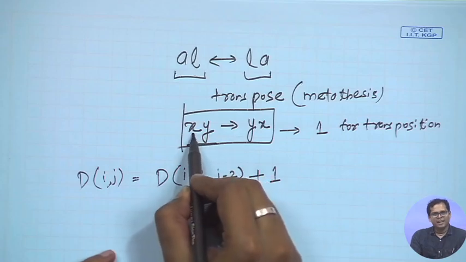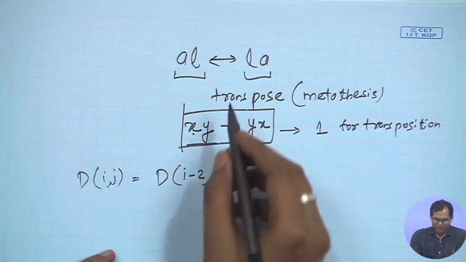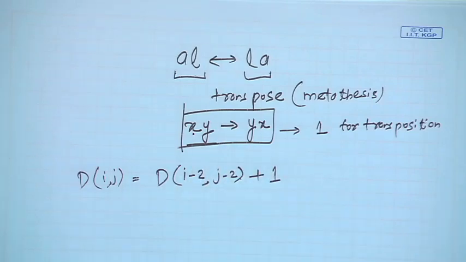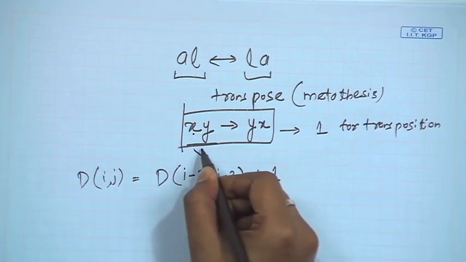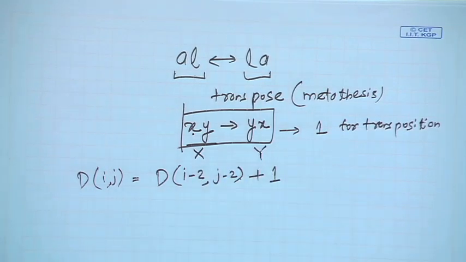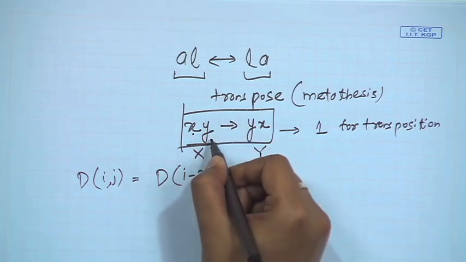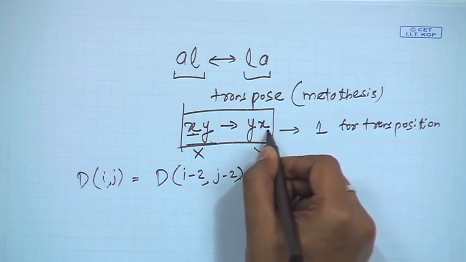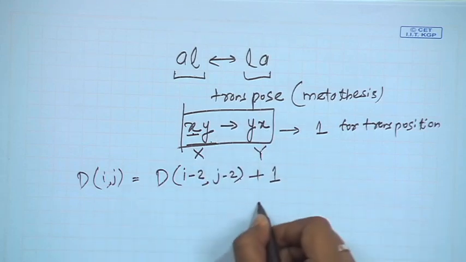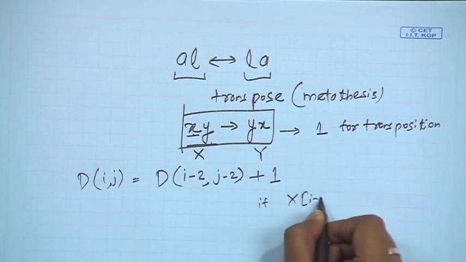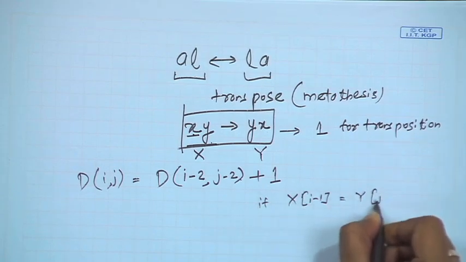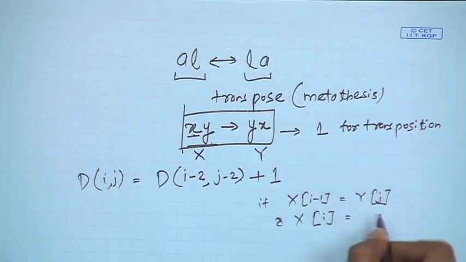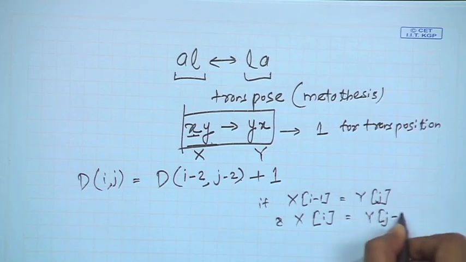the previous word in X. So I had defined my strings as X and Y here. This is my string X, this is my string Y. So what will happen here? This is up to i. So this X[i-1] will be the same as the jth character in Y. So if X[i-1] is Y[j] and X[i] is equal to Y[j-1].